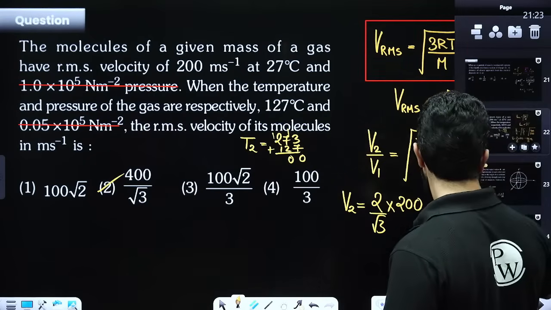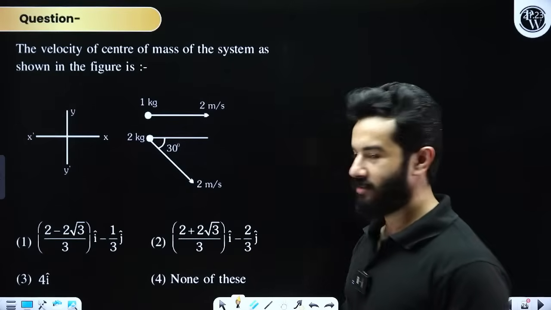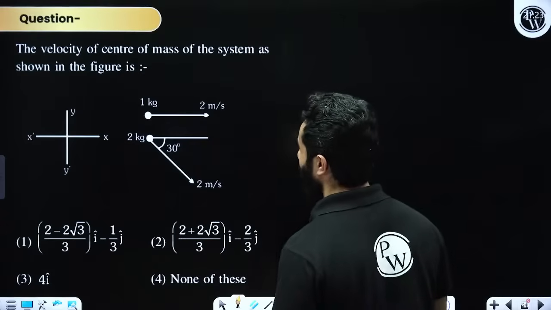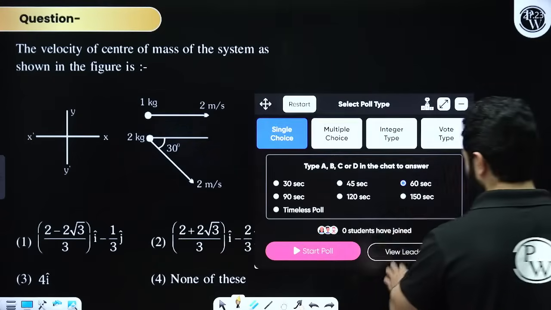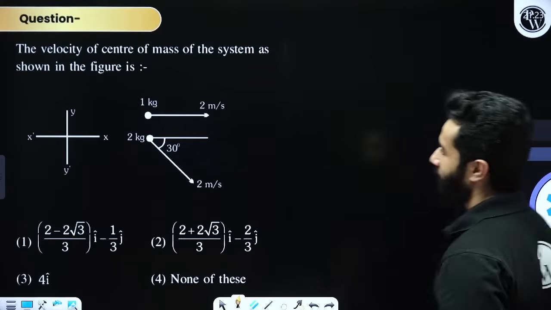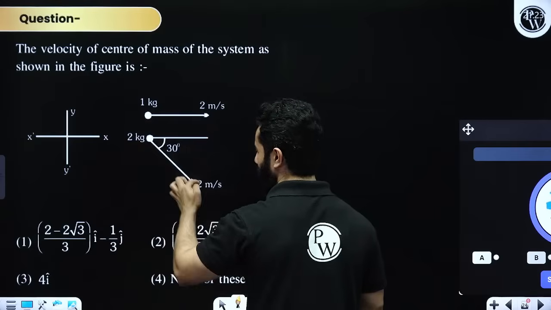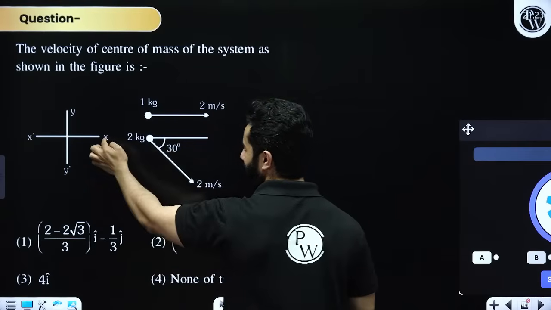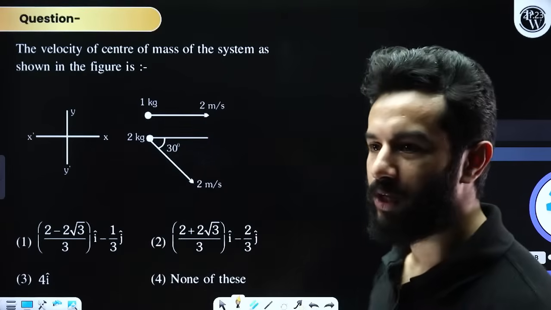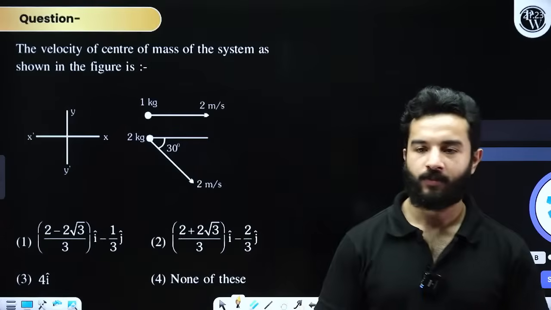Next, moving on. You have to find the velocity of center of mass of the entire system. 90 seconds. Let's start, everyone. You have 1 kg moving with 2 meter per second. You have 2 kg moving with 2 meter per second at an angle of 30 degrees from the x-axis in the downward direction. Be quick. What's going to be the answer for this one?